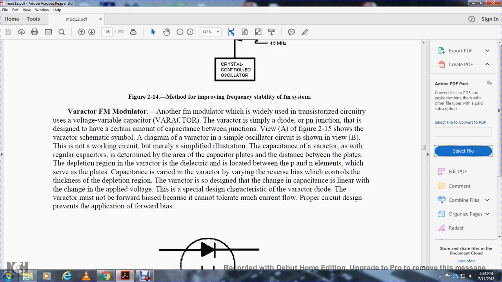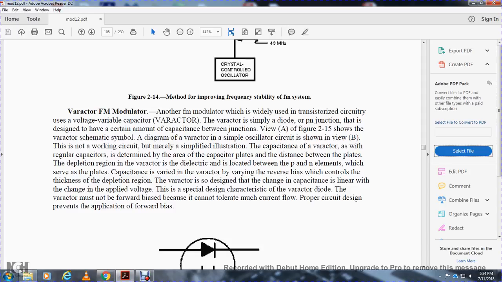Figure 215 shows the varactor schematic symbol. The oscillator circuit is shown in view B, but this is not a working circuit, merely a simplified illustration. The capacity of the varactor is the regular capacity determined by the area of the capacitor plates and the distance between the plates. The depletion region of the varactor is a dielectric located between the positive and negative elements.